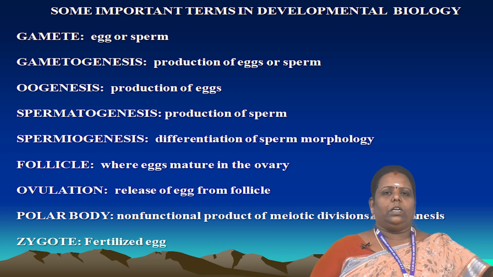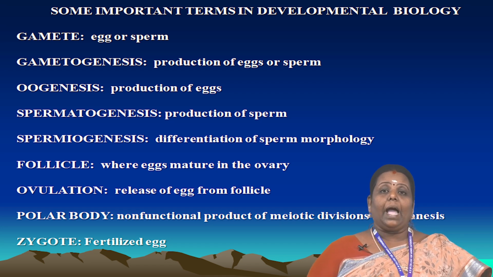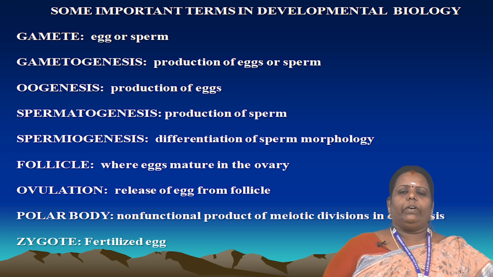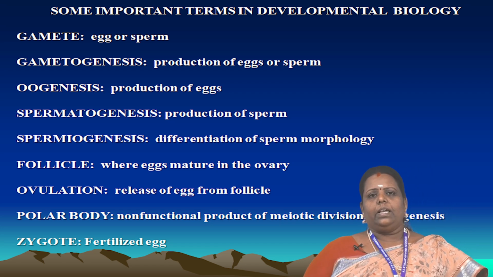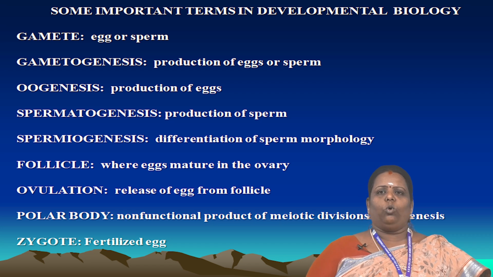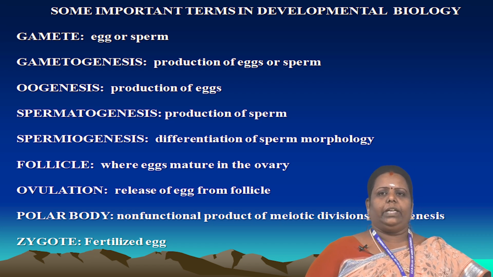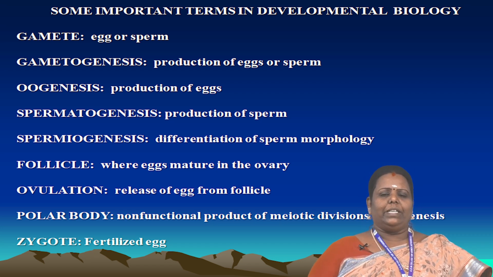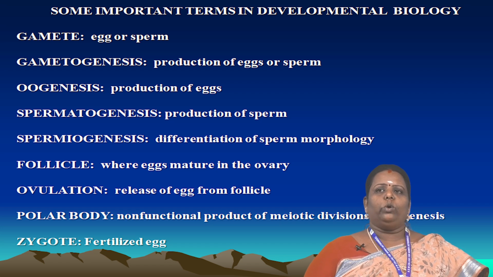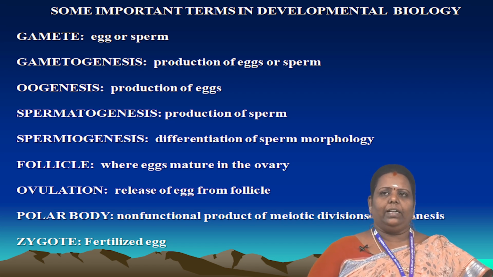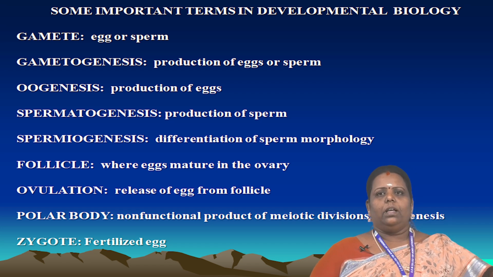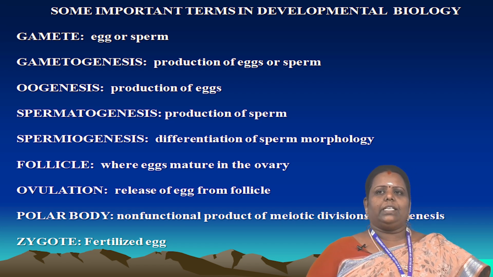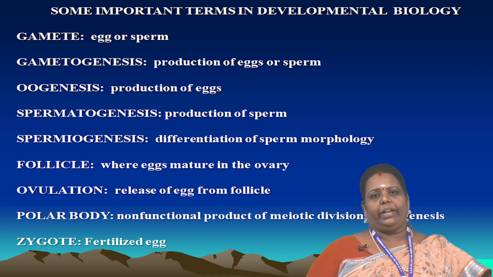Right now we have to learn gametogenesis. First, we have to learn what process occurs in gametogenesis. The gamete means both male and female reproductive cells. Gametogenesis is a process producing the gametes or sex cells from germ cells, that is, the primordial germ cells. Gametogenesis is a process of developing mature cytodifferentiation.